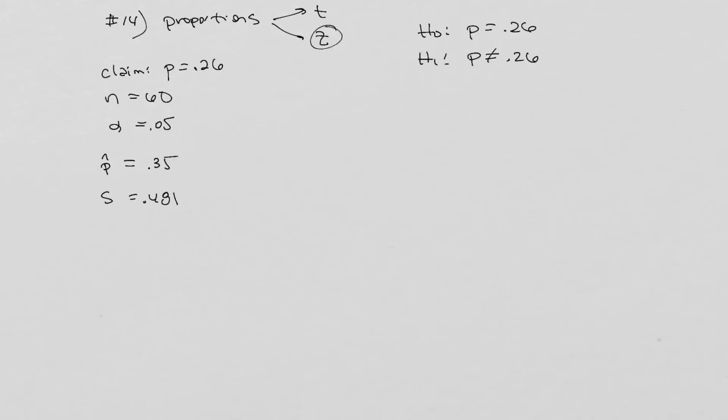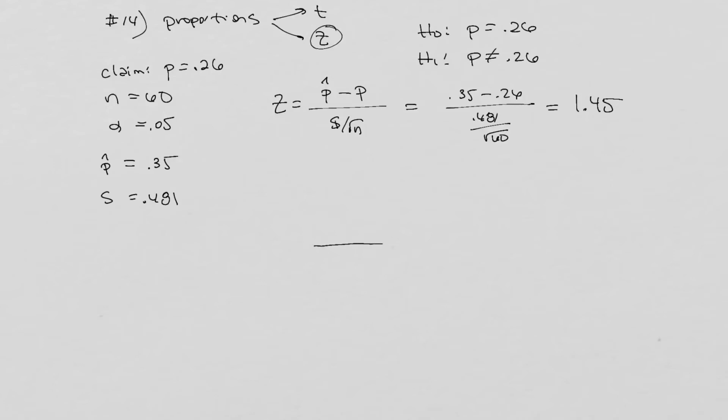Okay. All right, so let's get my test statistic here. Right. So again, it's the sample proportion minus the claim over the standard deviation S over the square root of n. So in this case, it's 0.35 minus 0.26. Standard deviation was 0.481, and I'm taking a sample of size 60. And if we throw that into a calculator, I get, if I rounded it correctly, 1.45 is my z-score. Right.